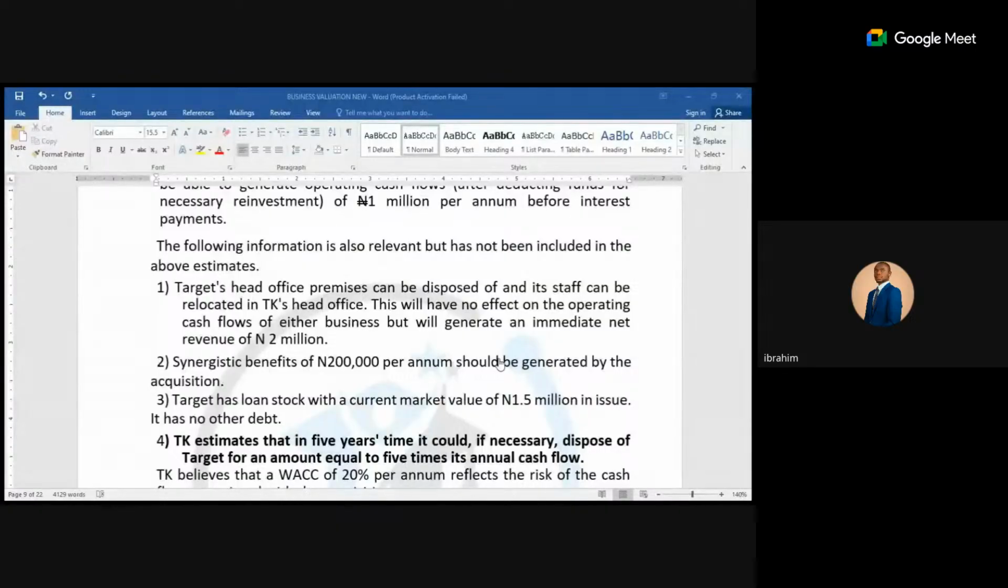You can't put it in year 5. Why? Did they say they will dispose of it at the end of the 5 years? No. It is immediate, not at the end. And they didn't even state that it is per annum, so you can't put it in year 1. So it will be in year 0.